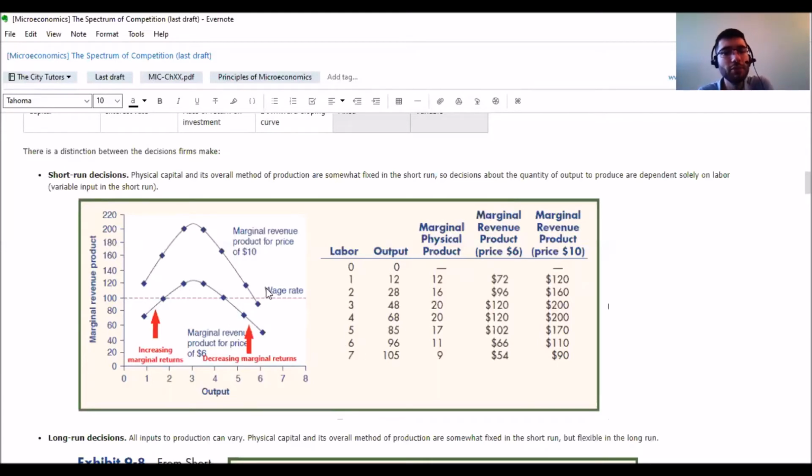As we employ one additional employee, the additional revenue that this employee will bring depends on the output and depends on the amount of labor. So the more output we produce, the more labor we have, the more employees we have, the less will be the additional revenue that an additional worker will bring. This is what we call decreasing marginal returns.